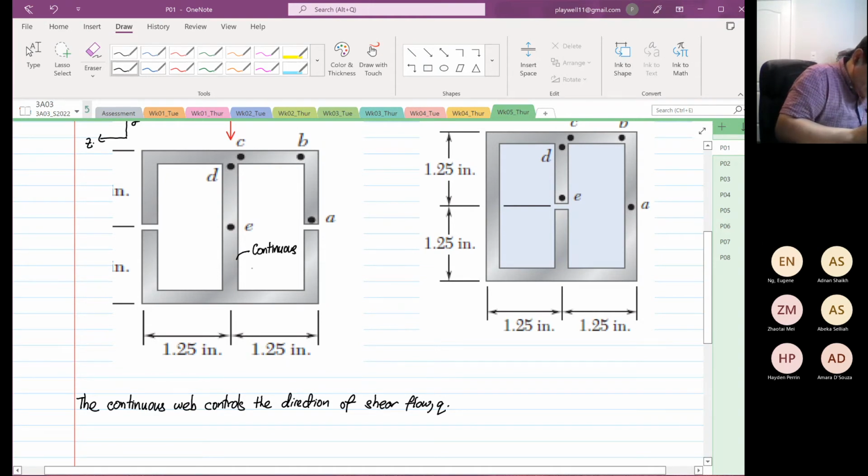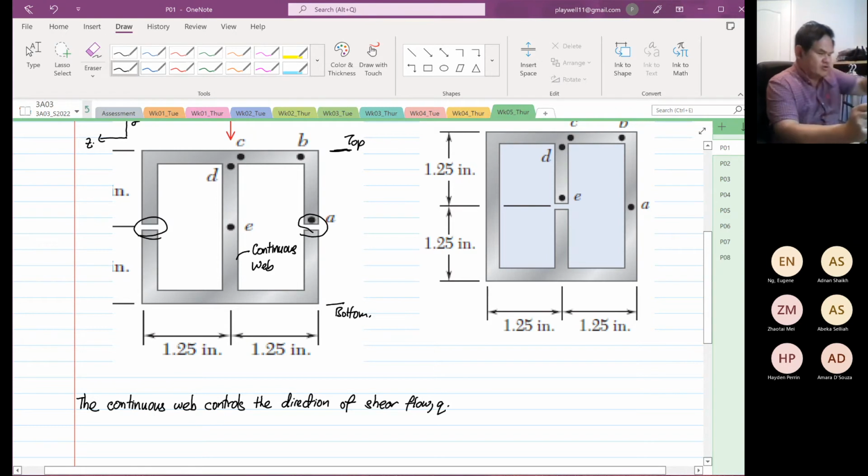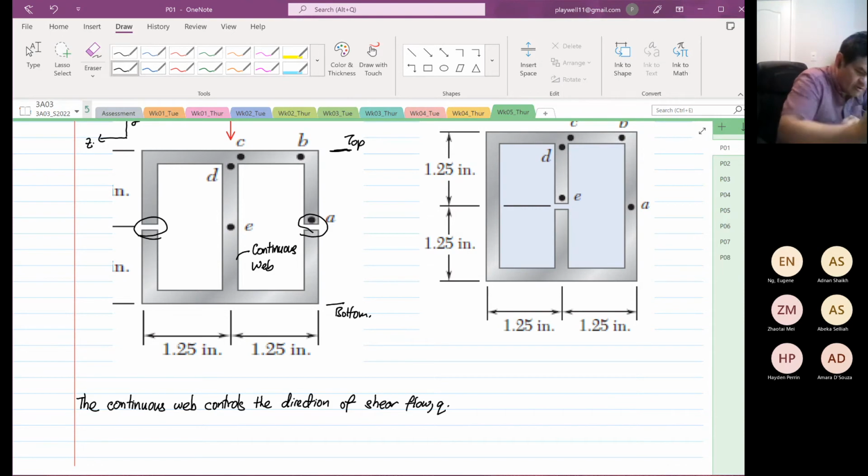Why continuous? From the top, if we call this the top and we call this the bottom, it's continuous. There's no break. It's not discontinuous. Over here is also our web, but it's discontinuous. It's not continuous from top to bottom. So the continuous web controls the direction of shear flow.